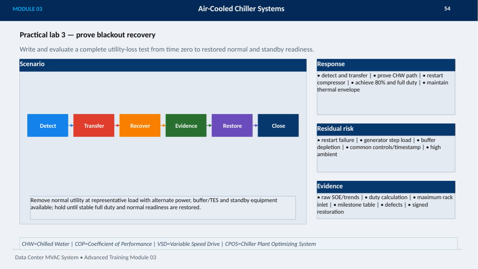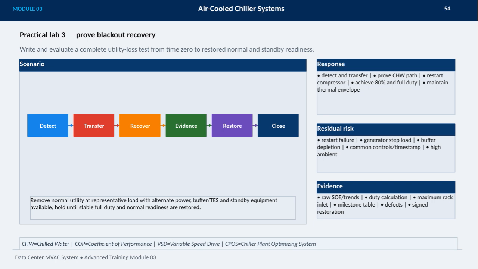Our response involves several key steps. First, detecting the loss of utility and transferring to backup, then proving the chilled water path is intact, followed by restarting the compressor, achieving at least 80% duty, progressing to full duty, and maintaining the thermal envelope to protect the load.